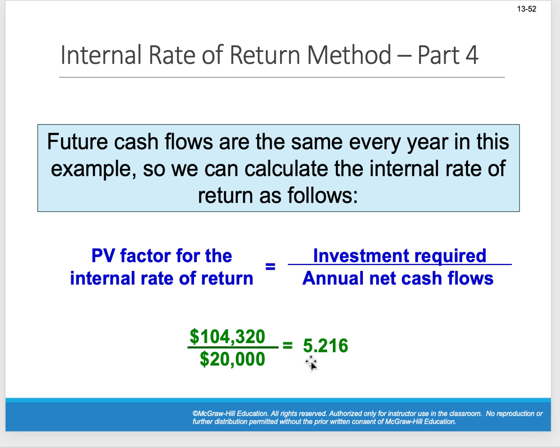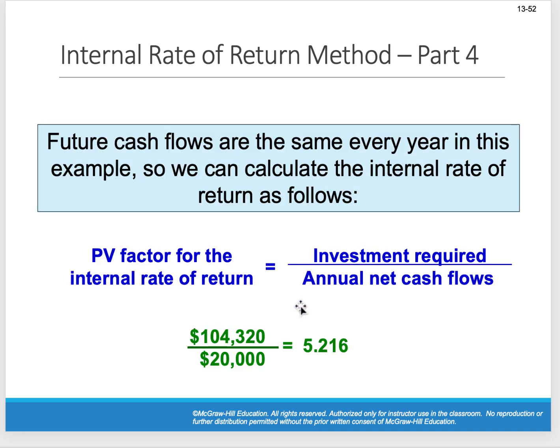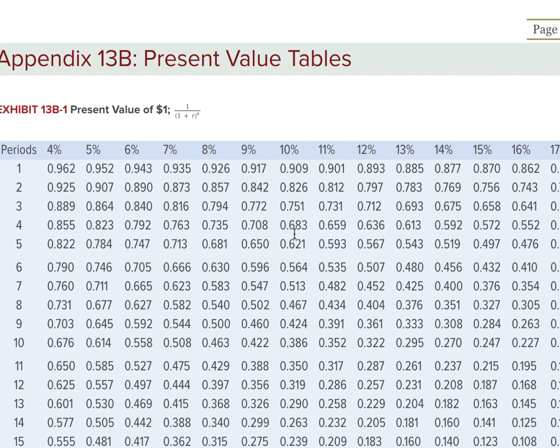Now, we know the equipment has a 10-year life, so our time period, our N, is going to be 10 years. So we're going to go to our 10 years and we're going to scroll all the way over until we find our number. So 10 years, do we see the 5.216 we calculated? No. Well, why not? Ah, I'm using the wrong table.